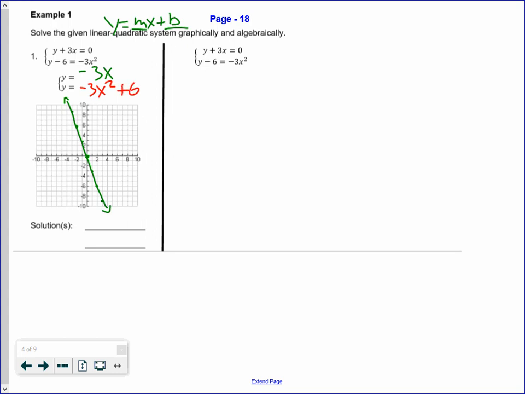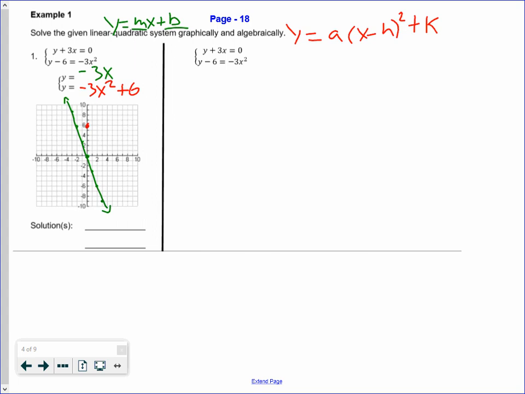So remember that quadratics are in the form y equals a times (x minus h) squared plus k. So our h, k is our vertex. So in this problem, y equals -3x squared plus 6. Our h is going to be 0, since we don't have any parentheses or an h value, it's assumed to be 0. And our k value is 6. So our vertex is at 0, 6.